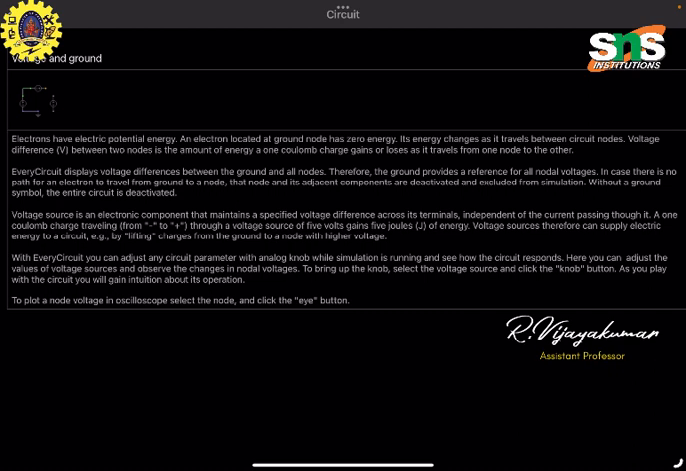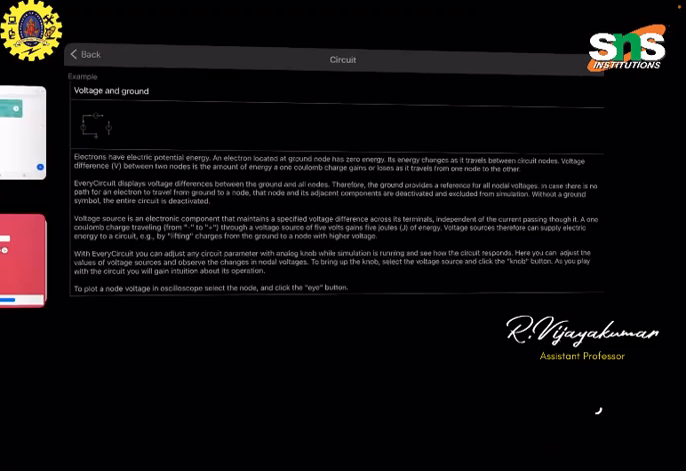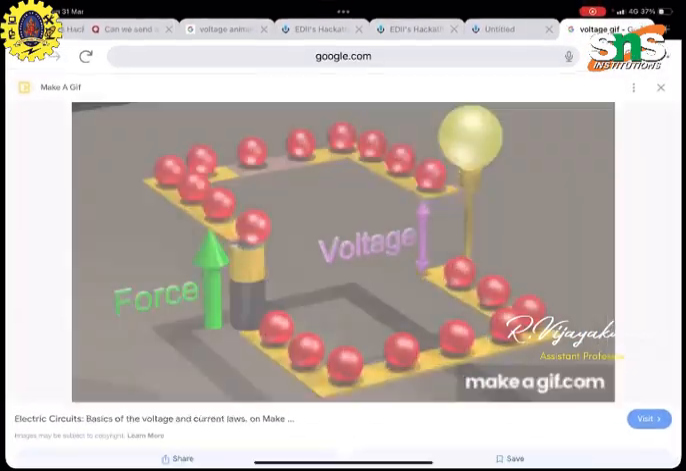Electrons have electric potential energy, and an electron located at a ground node has zero energy. It changes as it travels between the circuit nodes. So voltage is the difference between two nodes. It is called voltage. Again, I will explain some basic concepts here.